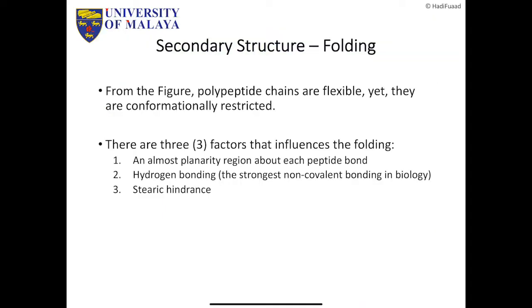Okay, secondary structure folding. From the figure, polypeptide chains are flexible, yet they are conformationally restricted. So it's flexible, but it's a bit restricted, so it can move around a little bit, but not too much. So there are three factors that influence the folding. The first one is an almost planar region about each amide bond. The second one is the presence of a lot of hydrogen bonds. And the third one is steric hindrance.